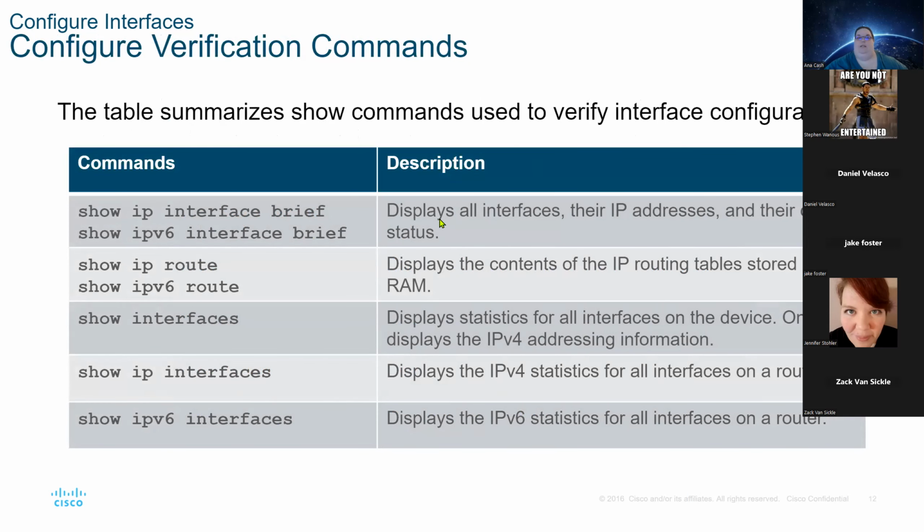And this is just a table that summarizes commands that you can use to verify interface configuration. The first ones are show ip interface brief and show ipv6 interface brief. And then there's show ip route and show interfaces. This one displays statistics for all of your interfaces on the device. And then show ip interface displays the IPv4 statistics for all interfaces on a router, and then you have one that's show ipv6 interface.